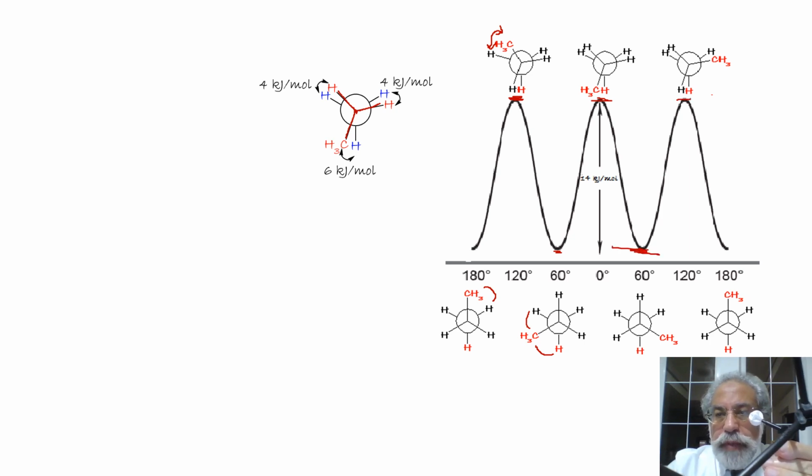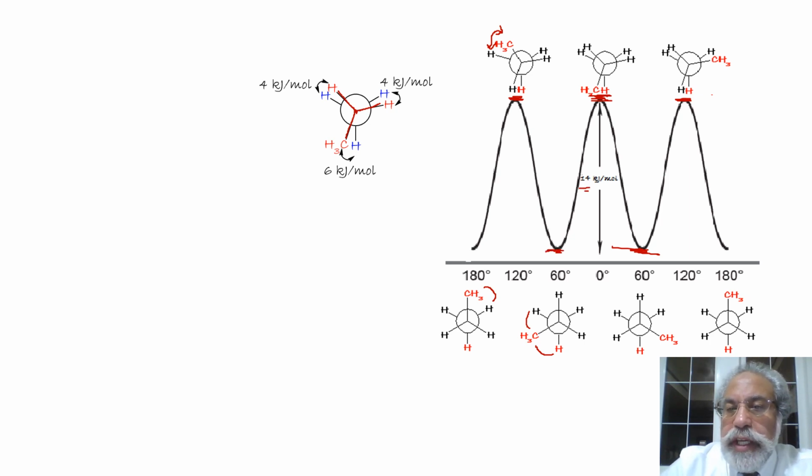60 degree will be higher conformer in energy. Between the higher energy conformer and the low energy conformer is 14 kilojoule per mole.